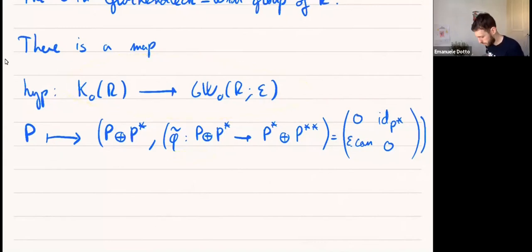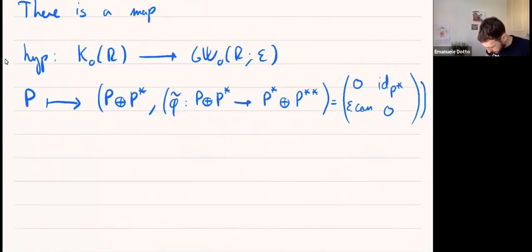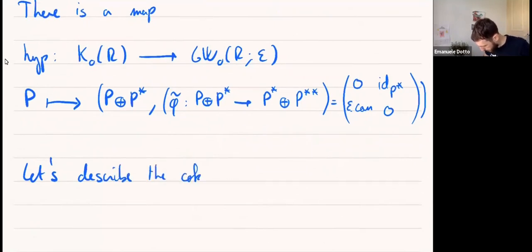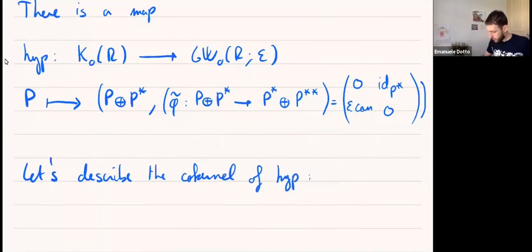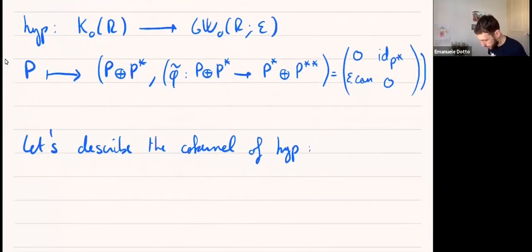Now I can ask what is the co-kernel. So let's describe this algebraically, the co-kernel of the hyperbolic map. It's going to be some quotient of this group. Let's start by defining a relation on the isomorphism classes of forms.